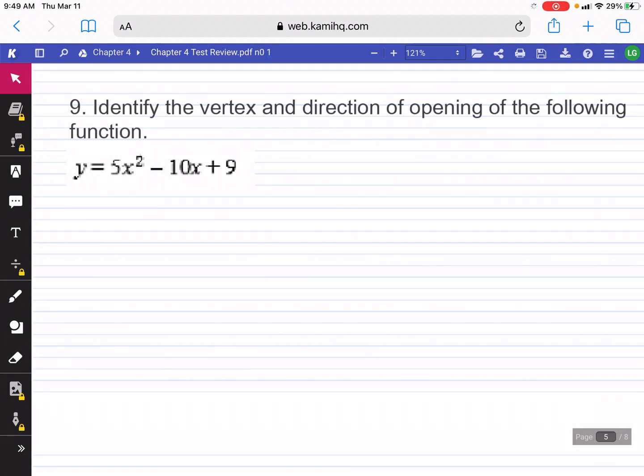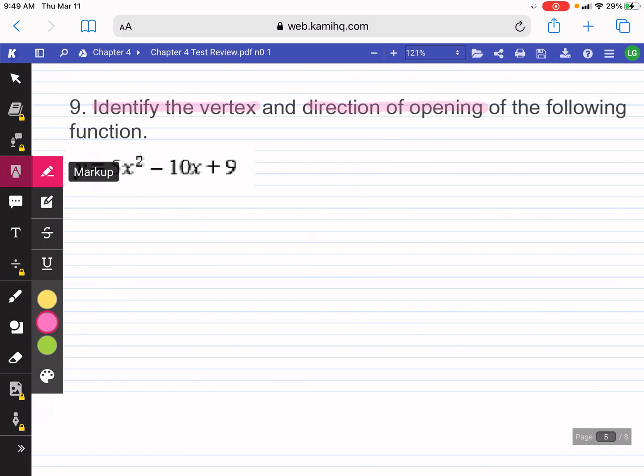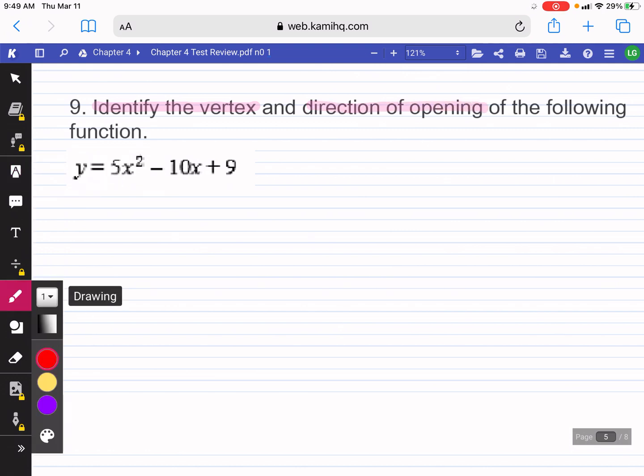In this next video, we're continuing with our review of quadratic functions. Now we're going to move into vertex form and transformations. So in this problem, we have a standard form equation. We're going to identify the vertex and the direction of opening. So anytime you're doing that, you're going to use the formula x equals negative b over 2a.